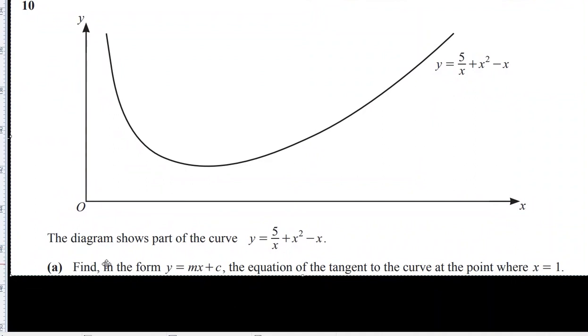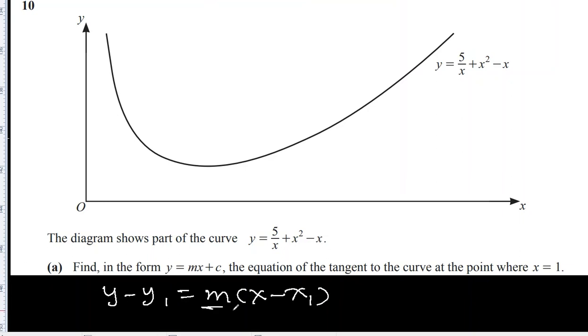Wow. They have given a graph, and what are they saying? They're saying find the equation in this format, y equal to mx plus c, for this particular graph at x equal to 1. All right, good. So the equation of a tangent is y minus y1 equal to m(x minus x1), which is not this format, but once we get the equation, we'll convert it to this format very easily.